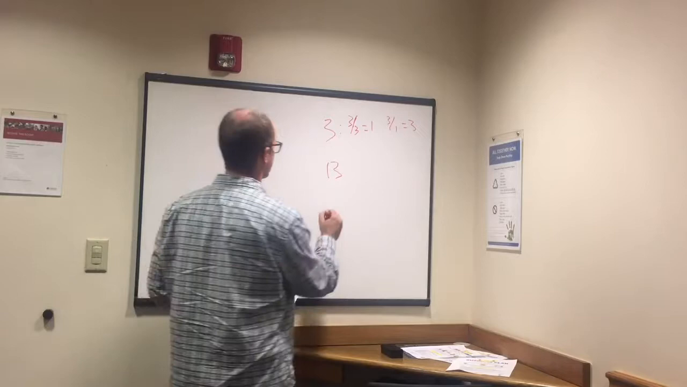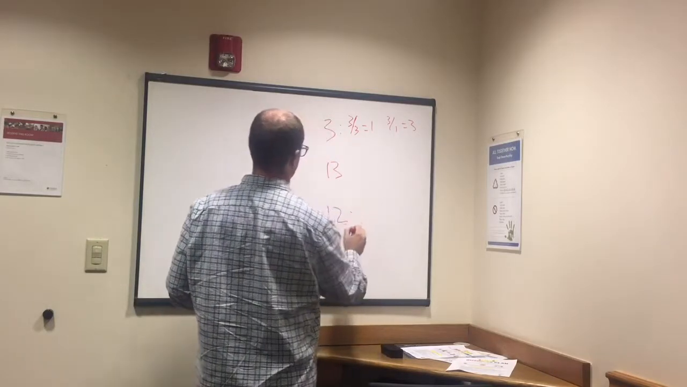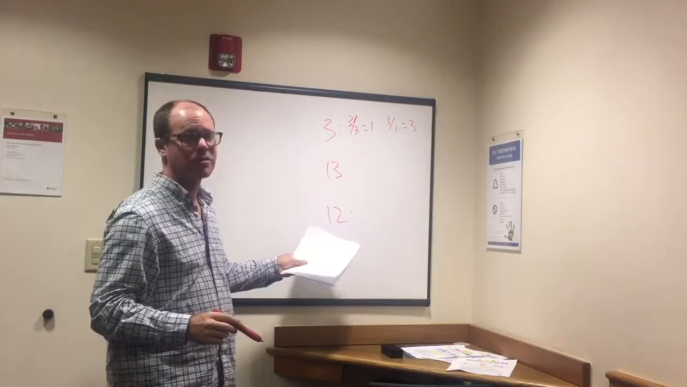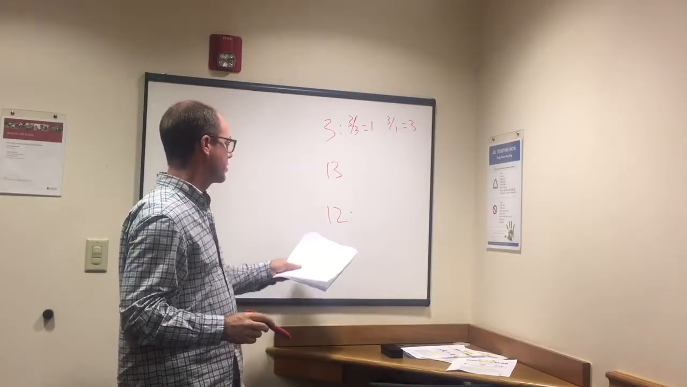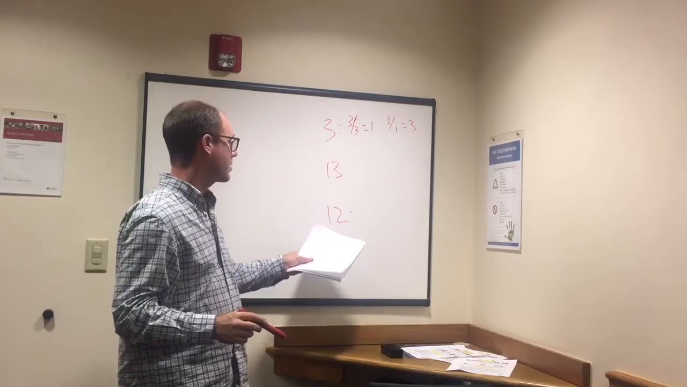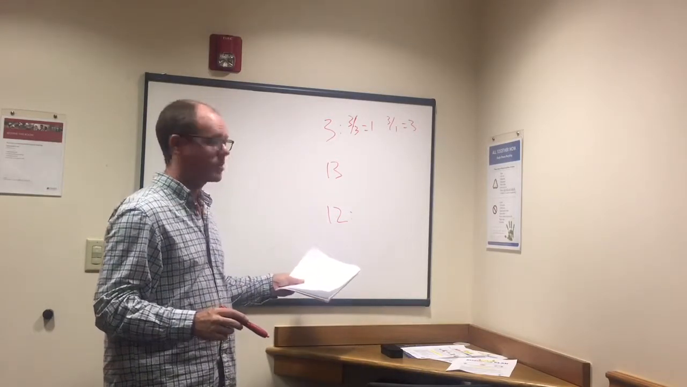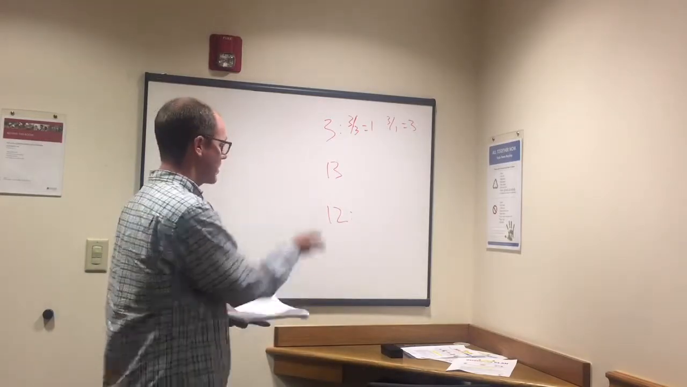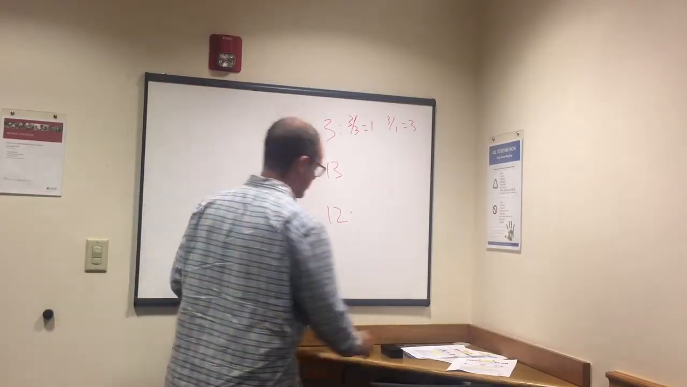As opposed to 12, right? 12 is divisible by itself, 12, and 1, but 12 divided by 2 is 6, 12 divided by 3 is 4, 12 divided by 4 is 3, things like that. So that means that 12 would be composite.